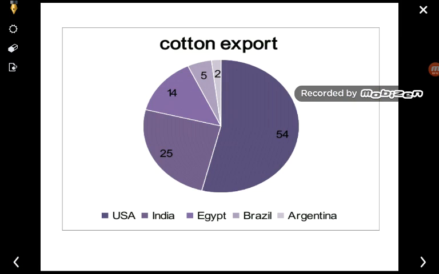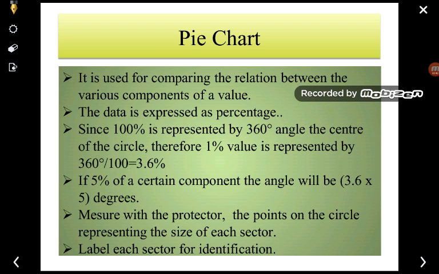In this, we can find out the relation between various components. So you can say that this area, that is USA, has exported cotton almost 54%, and after that India used to export 24% of the cotton. And the least is that of Argentina. So how are you going to plot this pie chart? The data is expressed as percentage.